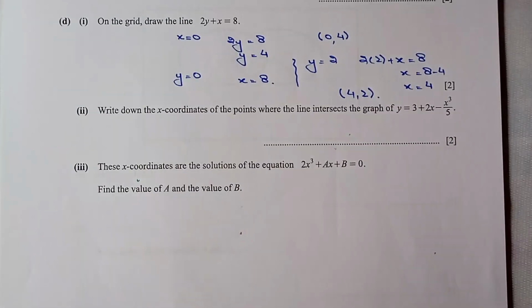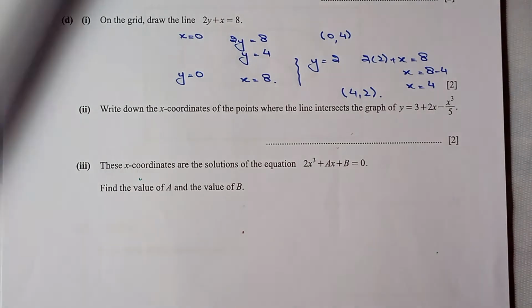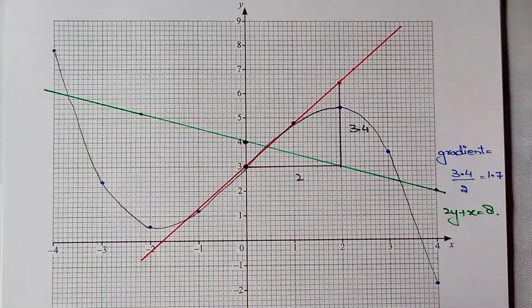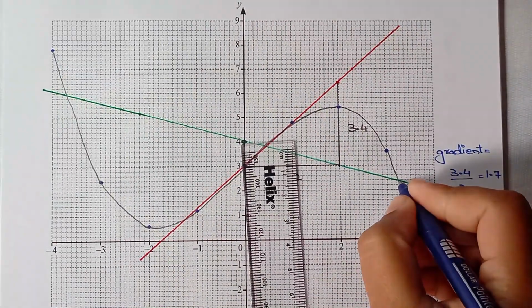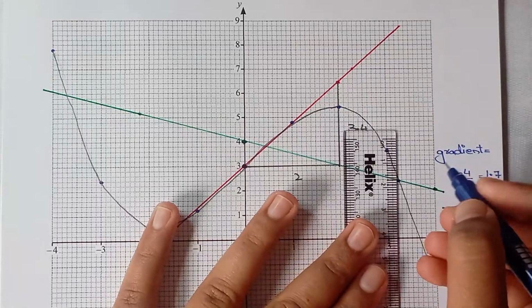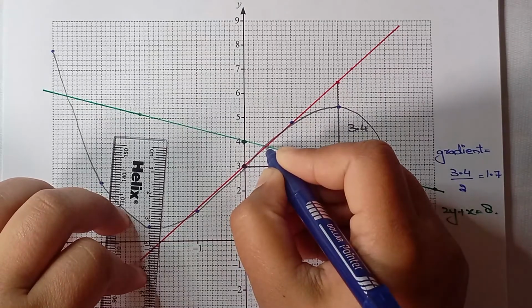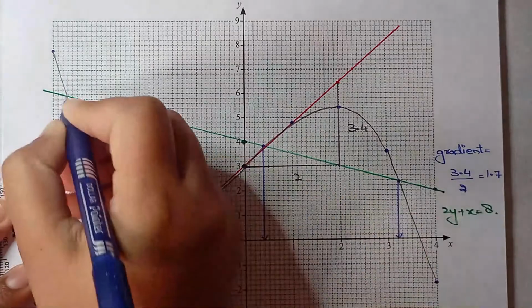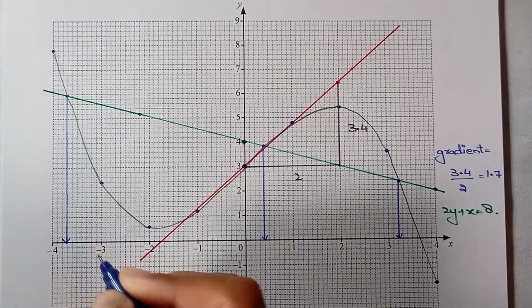Now for the second part of D, write down the x coordinates of the points where the line intersects the graph of the function. Okay, so we need to find the x coordinates now. The green line intersects the graph at three points. The first point is this, another point would be this one, and the third point is this. Okay, so what are these points?